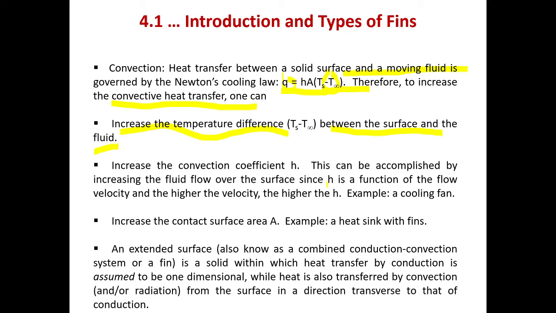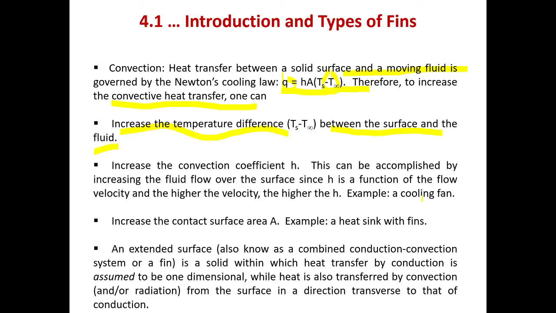So here it is saying that h is a function of flow velocity, and the higher the velocity, when we increase the flow velocity, h is also increased. When h increases, then Q also increases. So we can say that by increasing h, heat transfer will also increase. For example, a cooling fan.